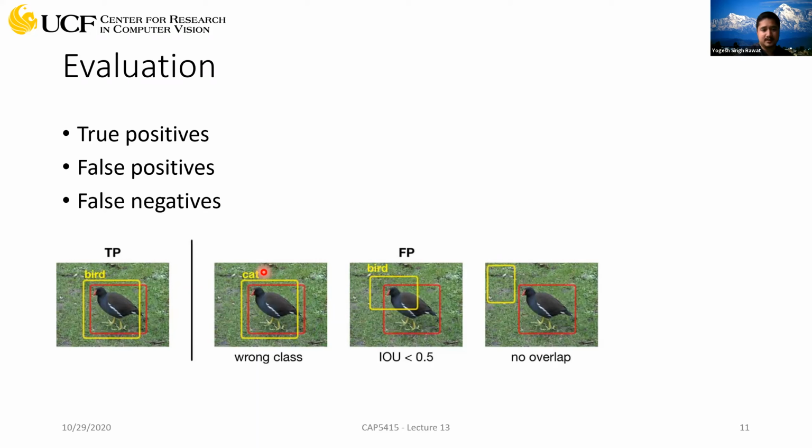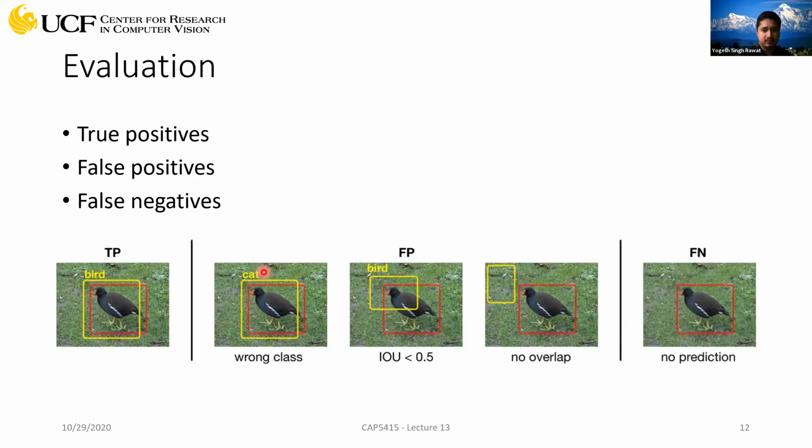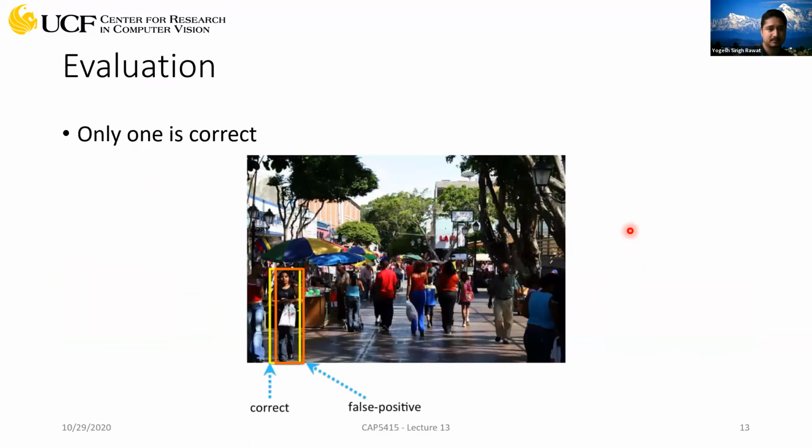And then the last category is false negative, which means that there was an object present, this is the ground truth, but you were not able to predict anything at all. So that will go into false negative. Okay, now keep this in mind and let's see how we can use all these terms to get the evaluation for object detection.